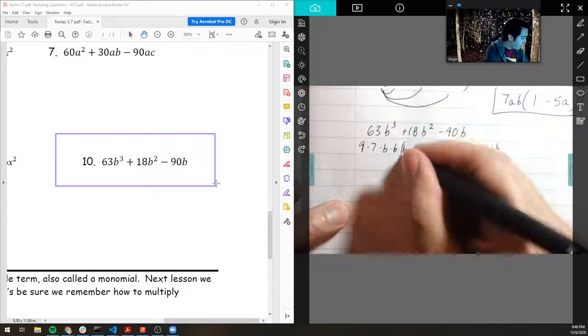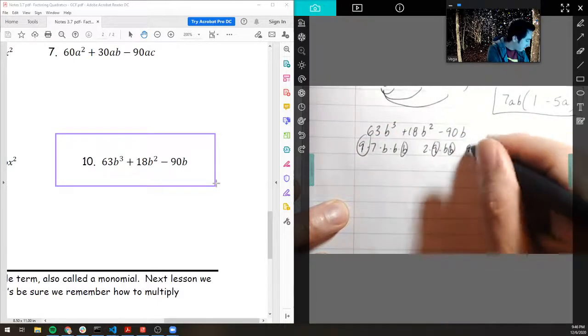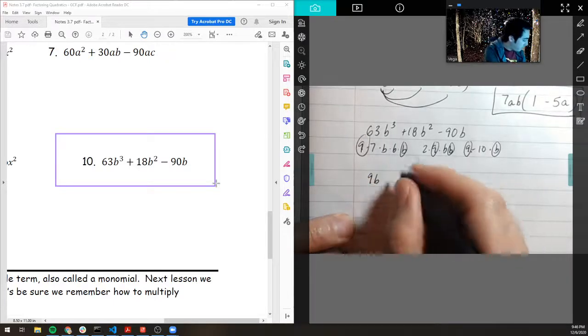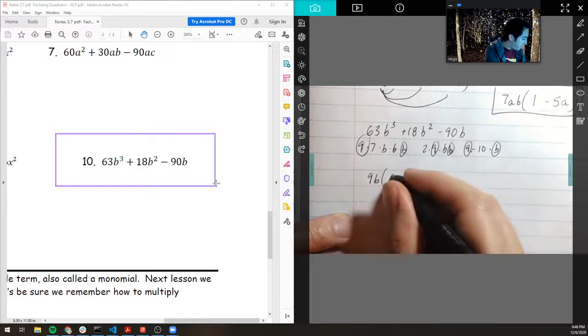Again, they all have a B, and they all have a 9. So that's what they have in common. They have 9B in common. So there's your common factor. What am I left with? 7B times B, that's 7B squared.